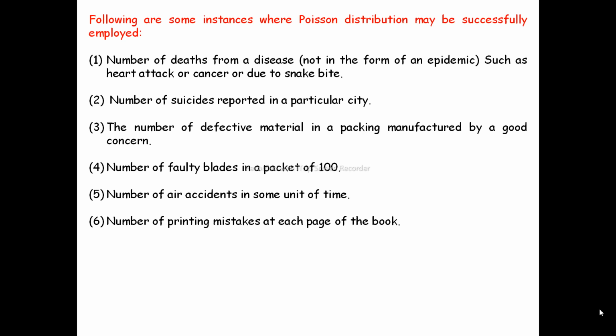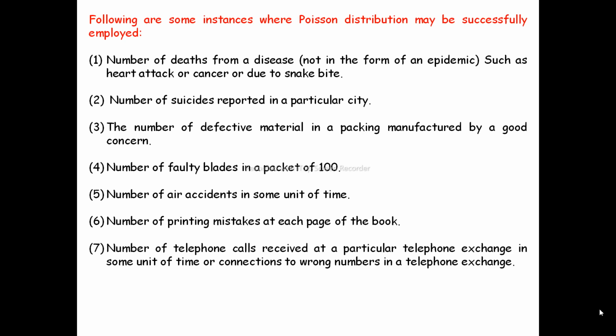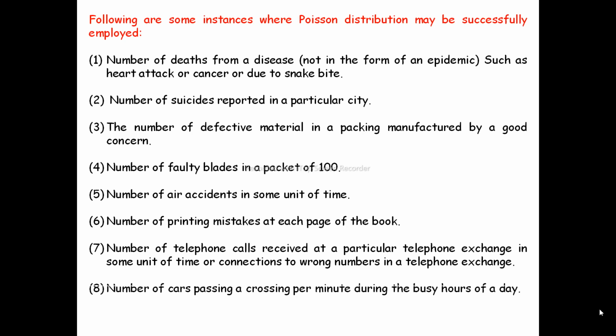We can calculate using Poisson's distribution how many printing mistakes there are. We don't want how many correct words there are, we want how many printing mistakes there are, the occurrence. Number of telephone calls received at a particular telephone exchange in some unit of time, or connections to a wrong number in a telephone exchange. Number of cars passing a crossing per minute during the busy hours of a day. So these are all examples of Poisson's distribution. Here we are basically concerned with how many times an event is likely to occur in a specified period of time.